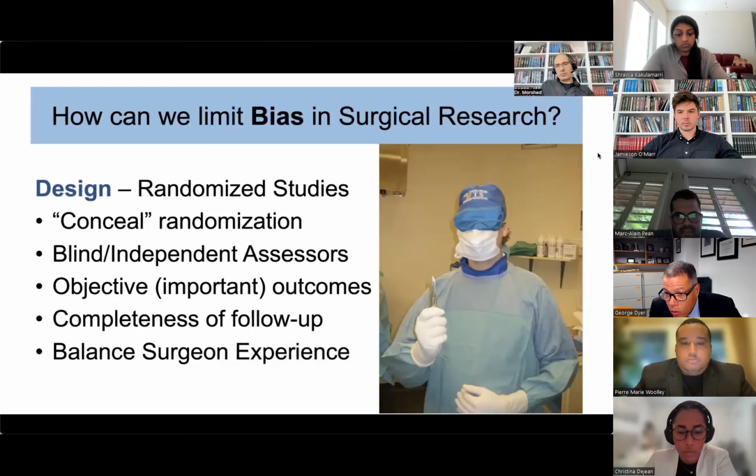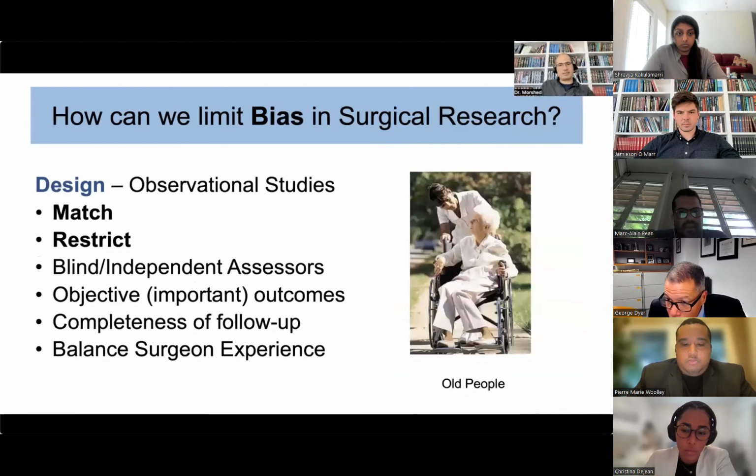Surgical interventions are really complex interventions, and in making sure that there's an adequate balance of surgeon experience, or that we're accounting for surgeon experience when we're trying to determine whether a treatment is effective or not, is very, very important. That gets at this idea of expertise bias.